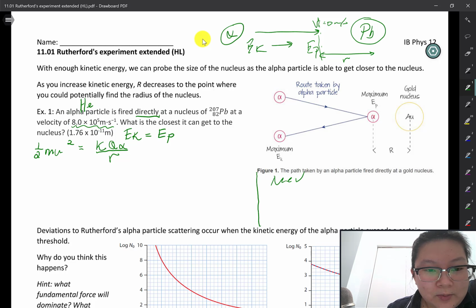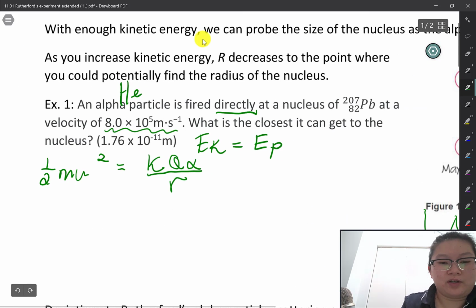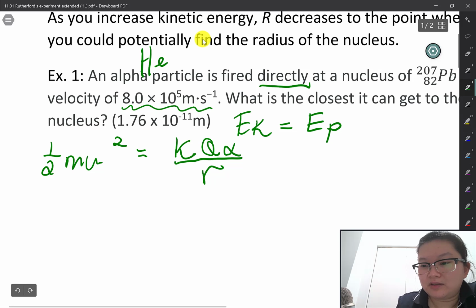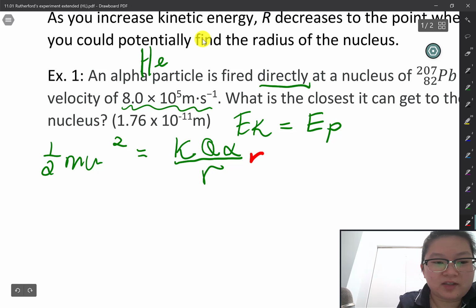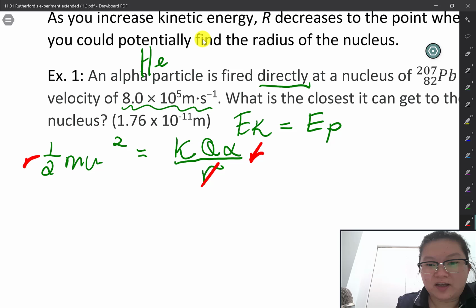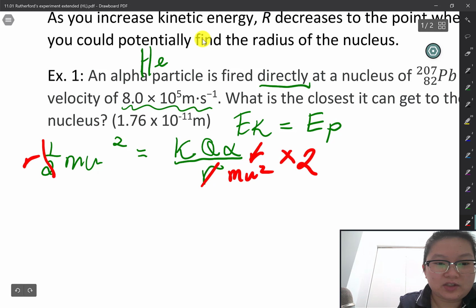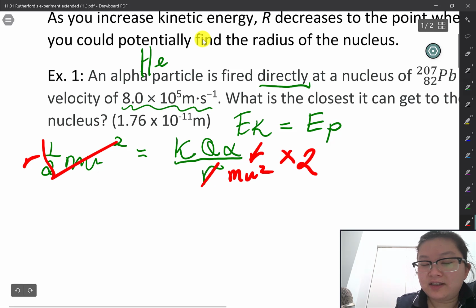So what we will do is a rearrangement of what R is going to be, okay? R needs to come on top, so we're going to multiply both sides by R, which gets rid of that. And then the 1/2 mu squared is going to go on the bottom. So I'm going to need to multiply both sides by 2, which gets rid of that. Also need to divide both sides by mu squared, which gets rid of this as well. So finally we get R.